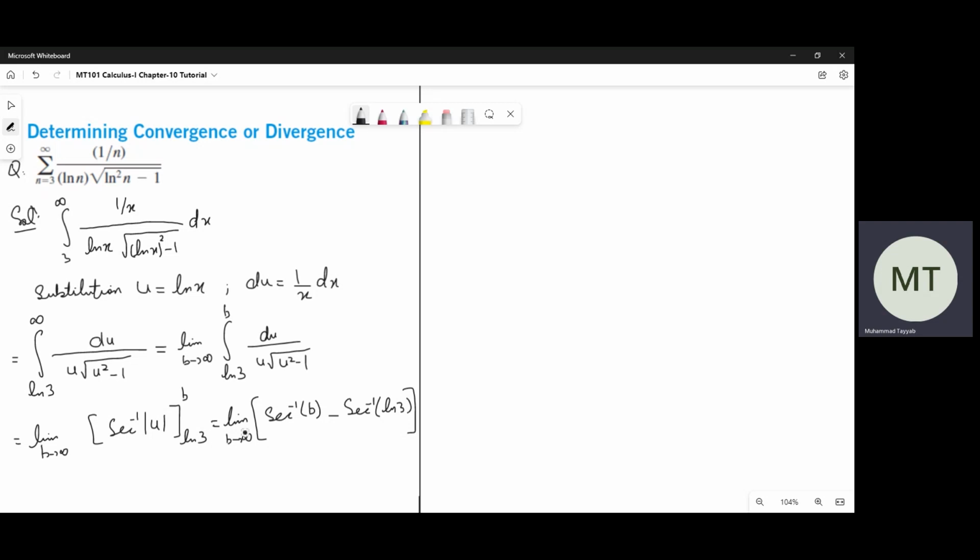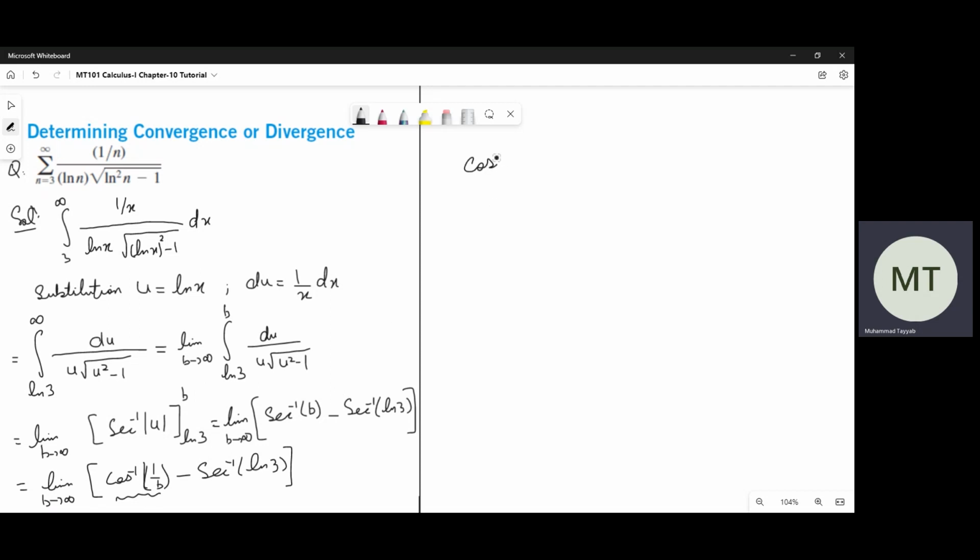Now, as b tends to infinity, the secant inverse of b is of course an undefined value, so we can transform it as cos inverse of 1 upon b, minus secant inverse of natural log of 3. So only in this step do we make the difference. Secant inverse of b is equivalent to cos inverse of 1 upon b. So as b goes to infinity, 1 over b goes to 0, and this becomes cos inverse of 0.